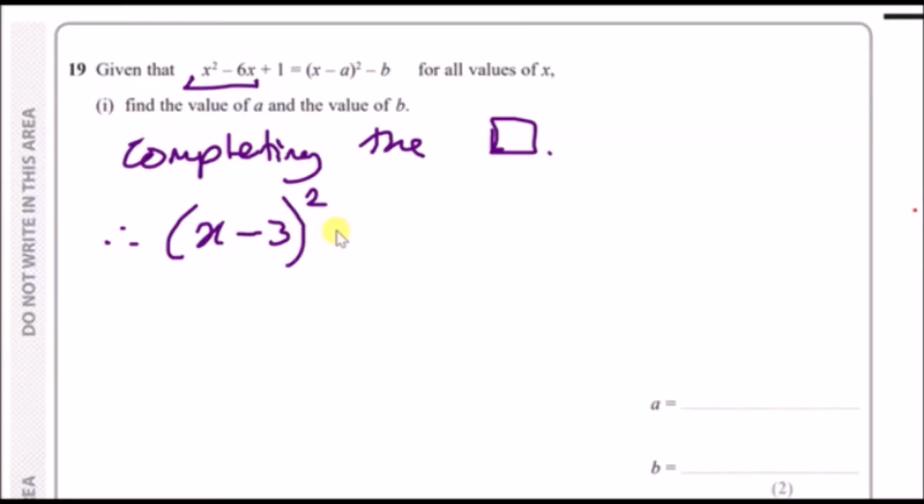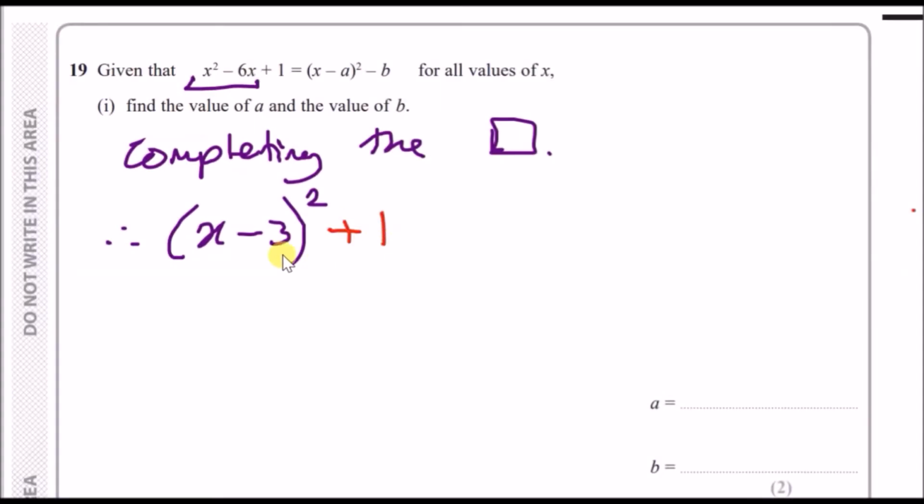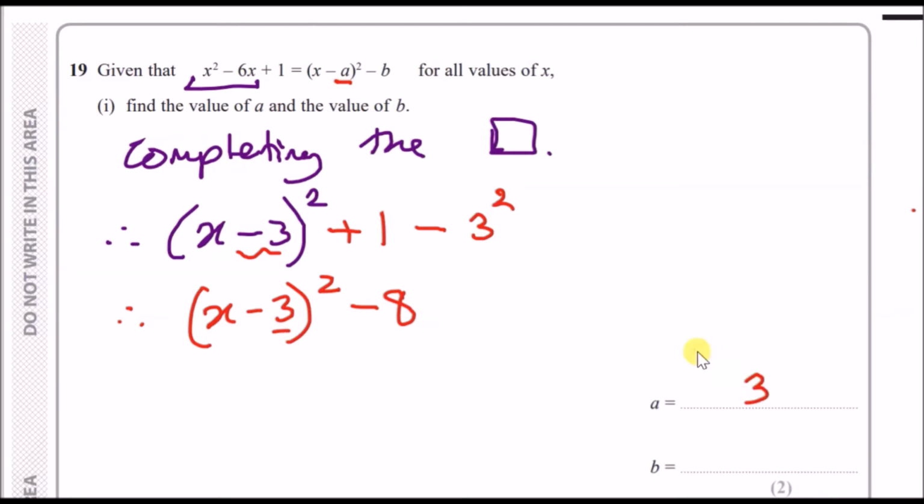And then what you do next is copy the plus 1 and subtract the thing you squared. So it'll be minus 3 squared. And then finally just add 1 and minus 3 squared. So add 1 minus 9, you get minus 8. And then you're done. And you just copy what the a and b values are actually for.